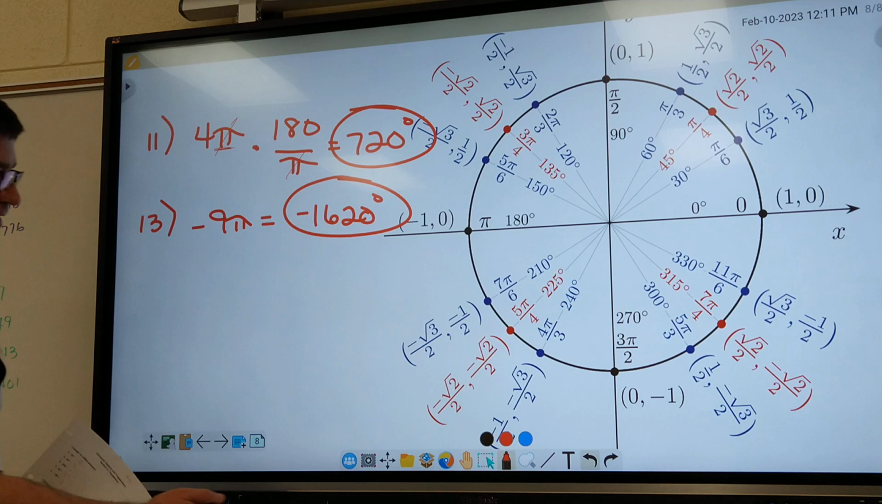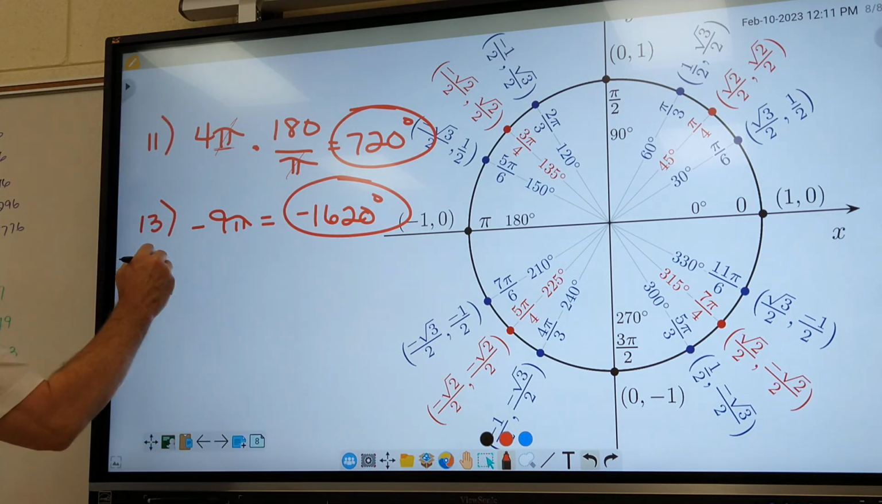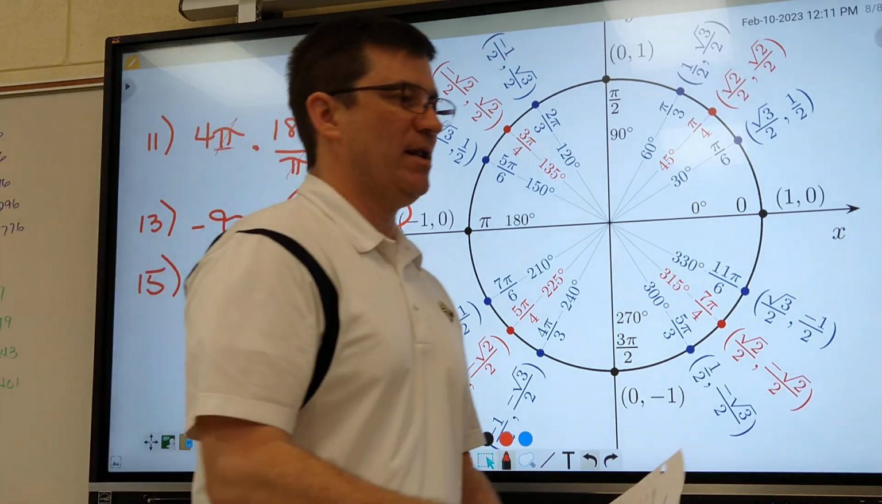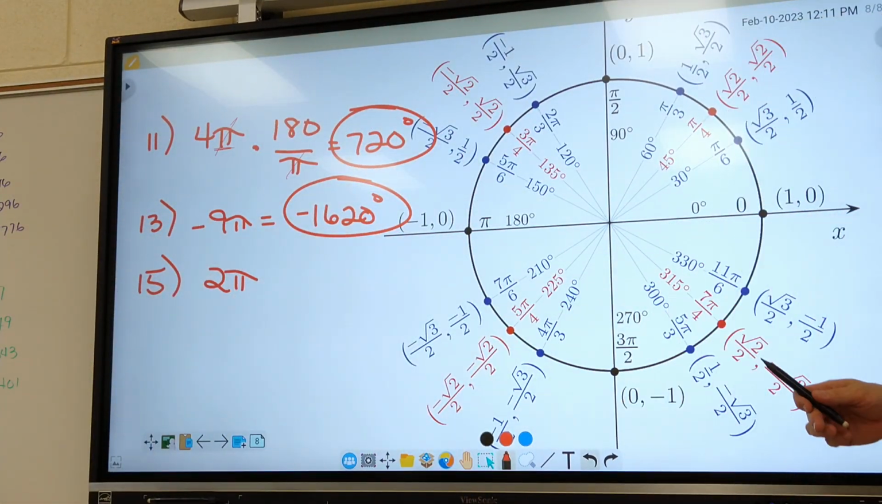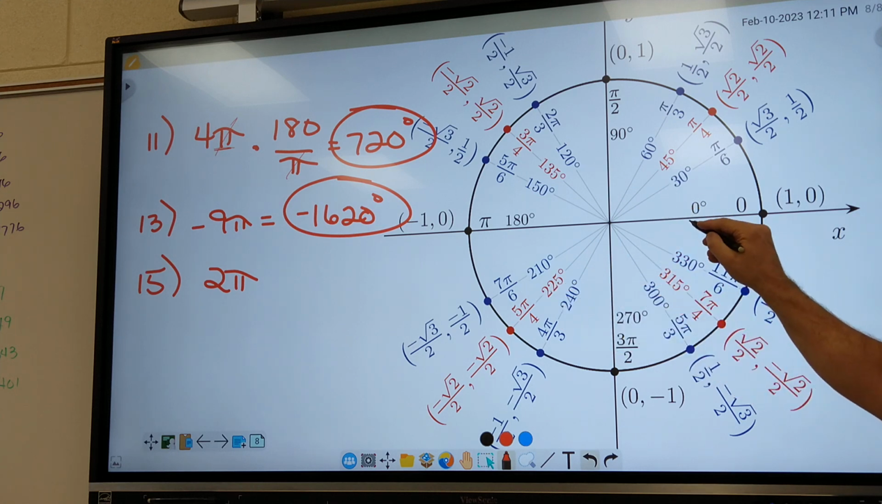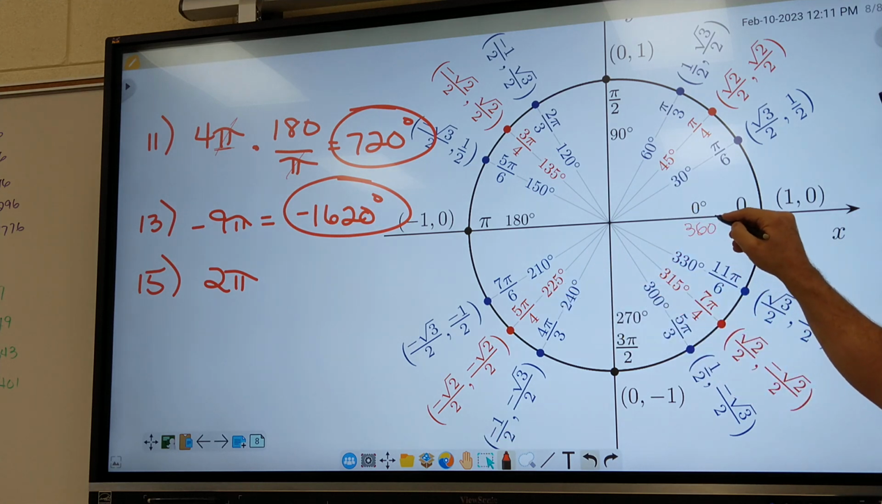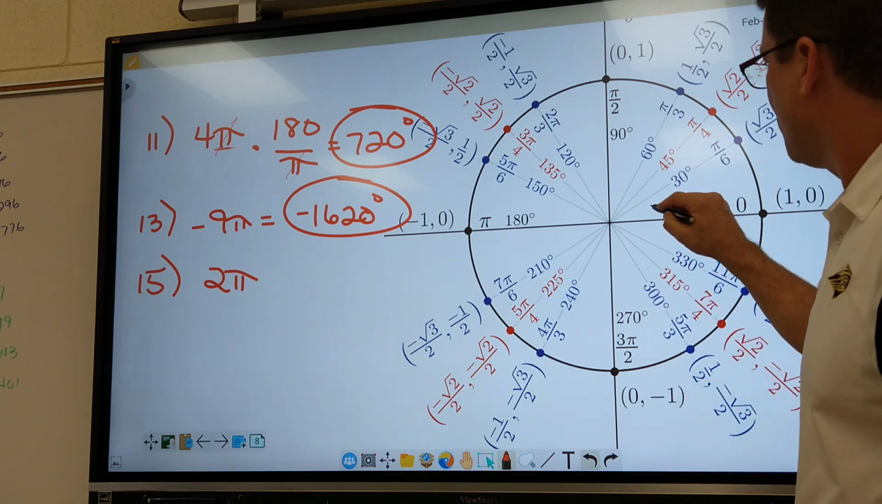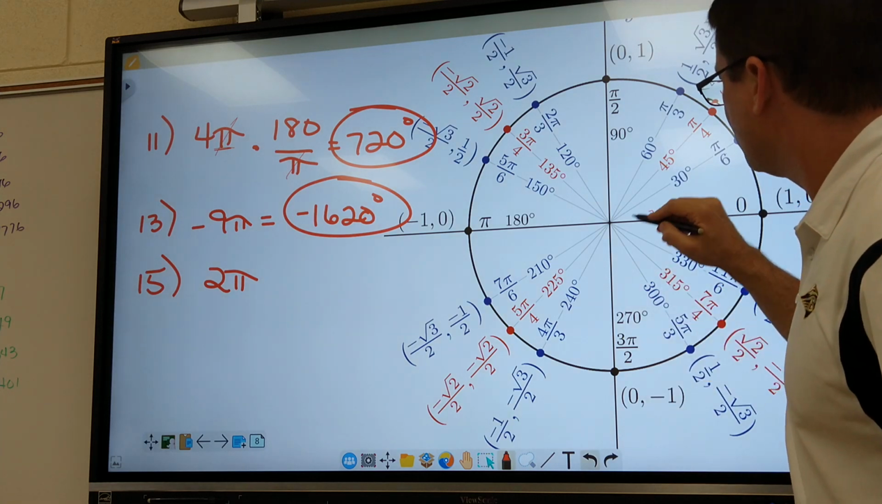All right, everybody look at 15 with me. I got to show you something. 15 says 2 pi. Pretty sure everybody knows if you start at 0 and you go all the way around a circle, you've gone how far? 360 degrees. I need y'all to write that on your circle in that spot right there. I also need you to write 2 pi on that line.